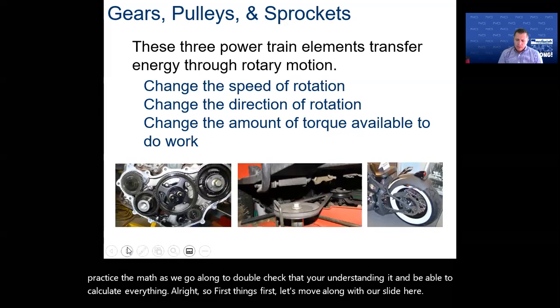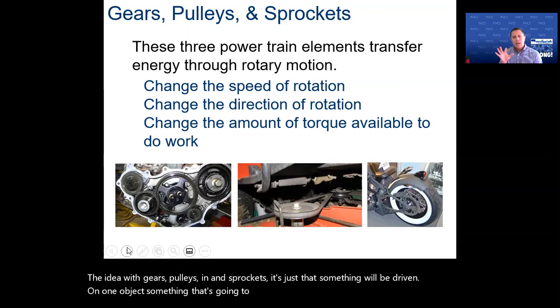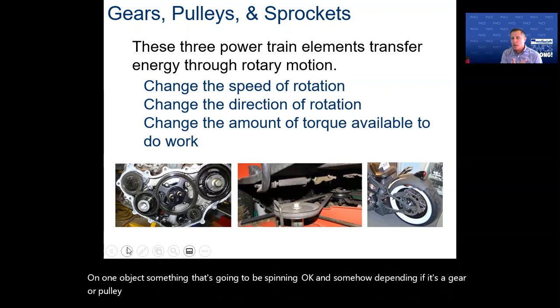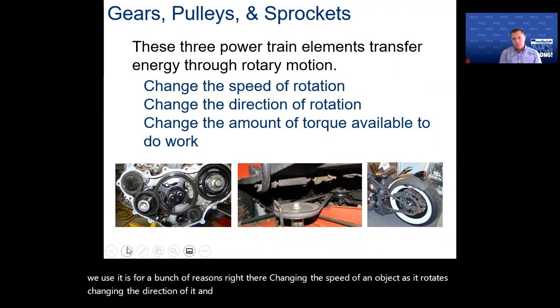The idea with gears, pulleys, and sprockets is that something will be driven on one object, something that's going to be spinning, and somehow, depending if it's a gear, a pulley system, or a sprocket, will cause something else to spin. The reasons we use them are changing the speed of an object as it rotates, changing the direction of it, and changing torque, to increase torque.